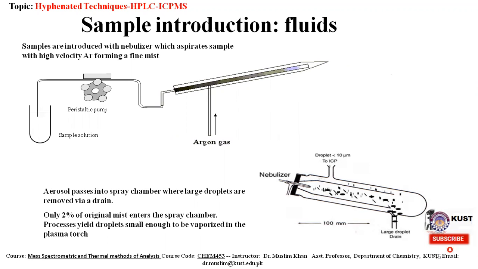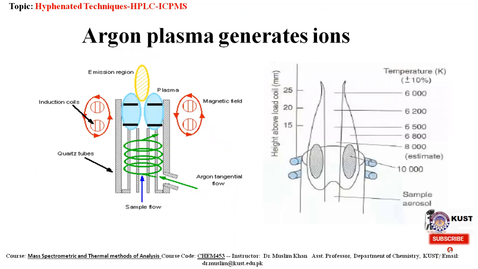As it travels through the different heating zones of the plasma torch, these are the different heating zones of a plasma torch, the sample is dried, vaporized, atomized, and ionized. As it travels through the different temperature zones like this, the maximum temperature of the plasma is around 10,000 Kelvin. So it is dried, vaporized, atomized, and ionized.